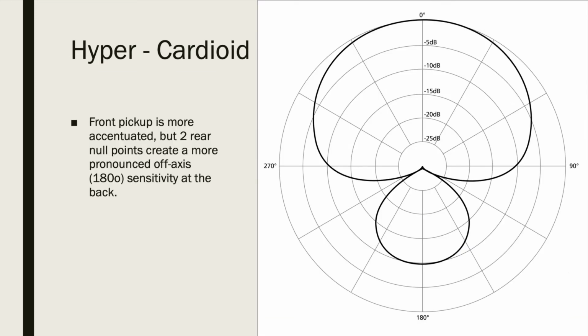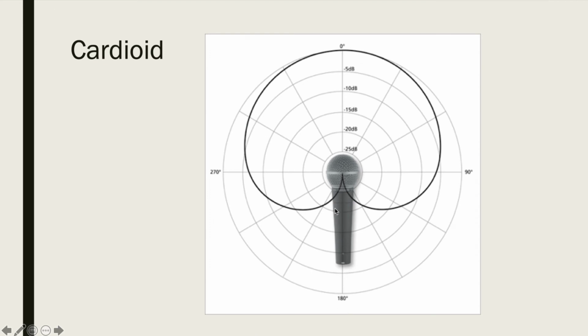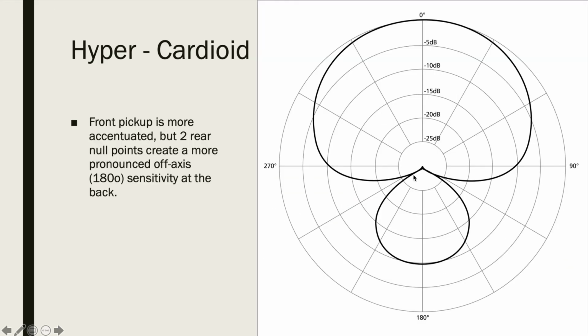Hypercardioid. This is similar to cardioid, but we have a little bit of a different rejection here. On cardioid, we're rejecting primarily from the back. Hypercardioid, it's a little more off to an angle, off to the sides. Your front pickup is more accentuated, but the two null points around here and here create some nice off-axis rejection.